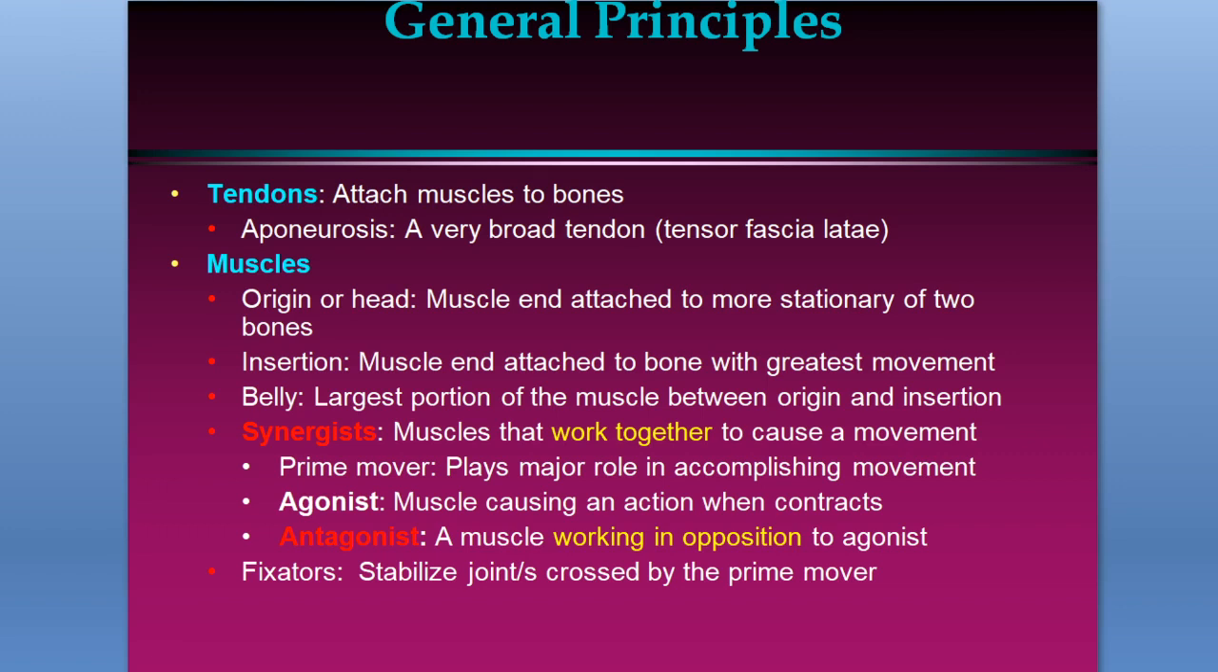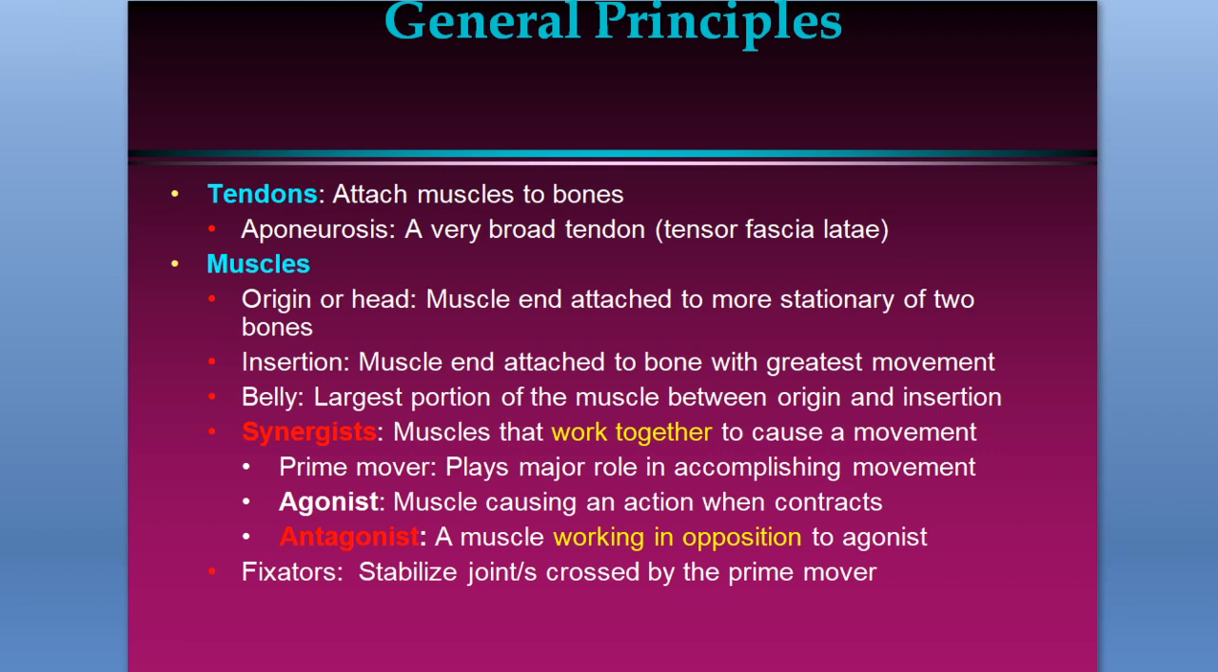In between the origin and insertion, we have a belly of the muscle. The belly of the muscle is just that largest portion between the two. Now, muscles can be synergists working together, like all of your hamstrings work together. Synergists have a prime mover. That's a main muscle that does most of the work. And then we've got these synergist muscles all acting together, so we call them agonists.